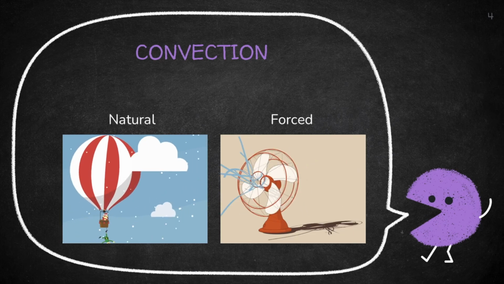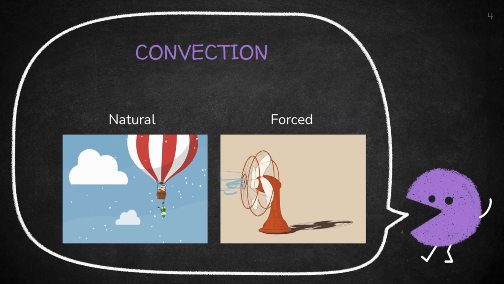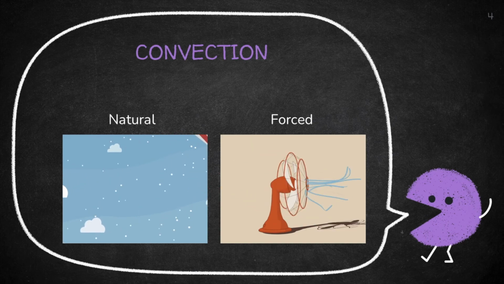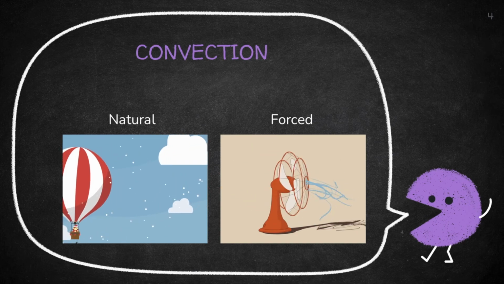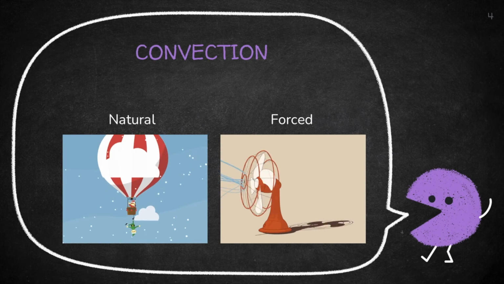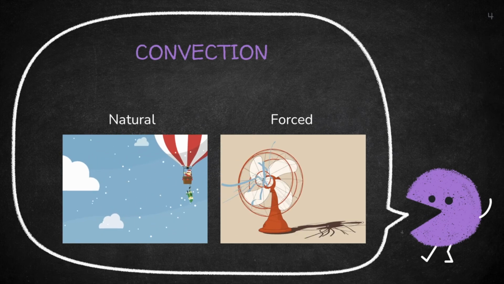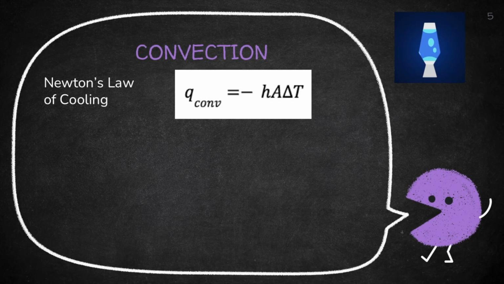Conventional ovens use natural convection, which occurs because of natural airflow within a space. In contrast, convection ovens create a velocity to move the air, and this is called forced convection. Newton's law of cooling shows us one way to understand convection, showing Q, heat flow, as a function of the heat transfer coefficient, area, and the change in temperature.